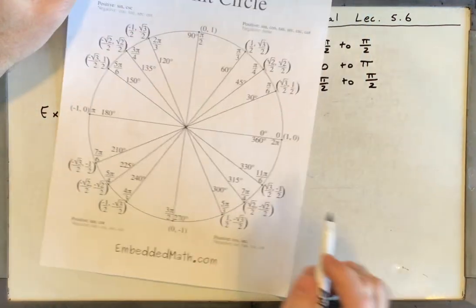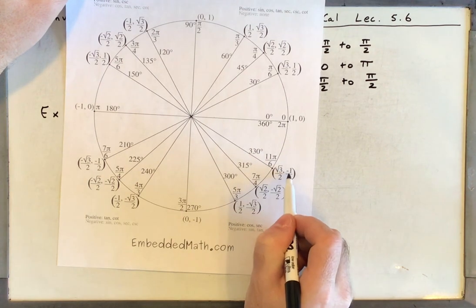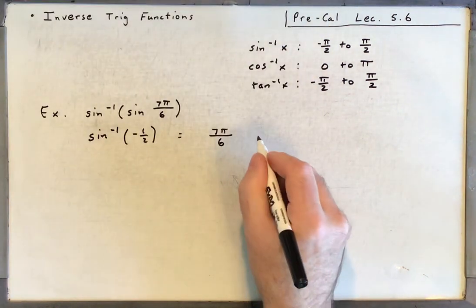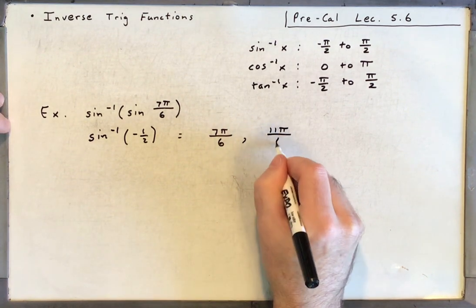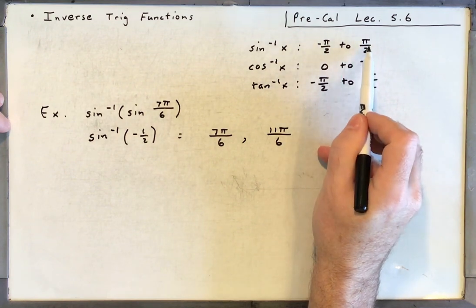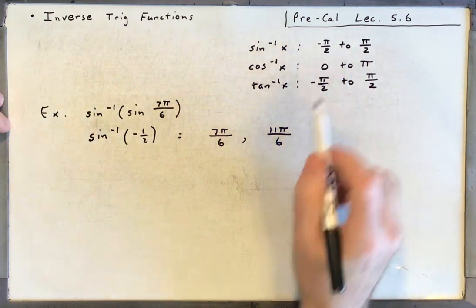And we also know it happens here at what the unit circle calls 11 pi over 6. See how it's negative 1/2? Sine is negative 1/2, so 11 pi over 6. Both of those numbers are greater than pi over 2, or they're outside of this restriction. So what are we going to do?